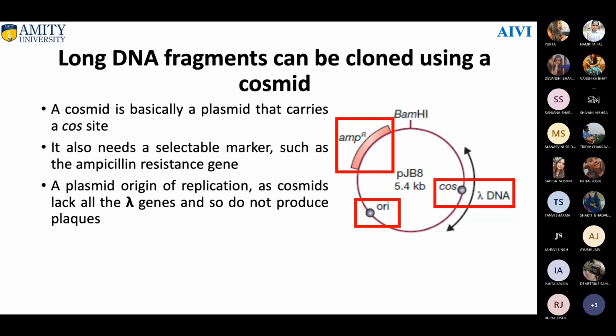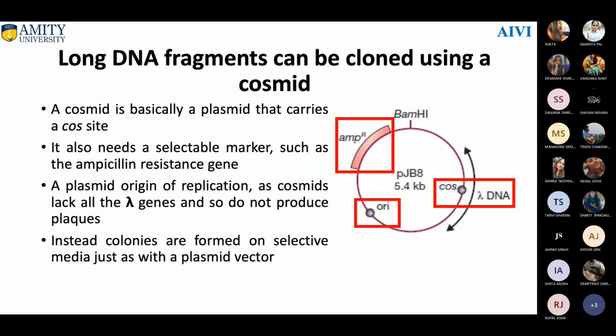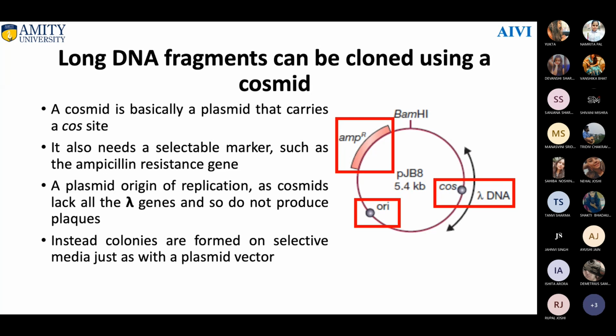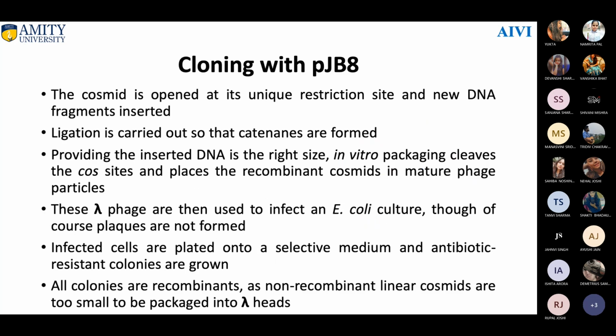They lack lambda genes, so they do not produce plaques. There is no plaque. Instead, colonies are formed on selective media, just as with a plasmid vector. Okay, so by making it this way, you can carry a larger gene. These cos sites help in catering a large fragment of your DNA. Okay, so this is a cosmid.